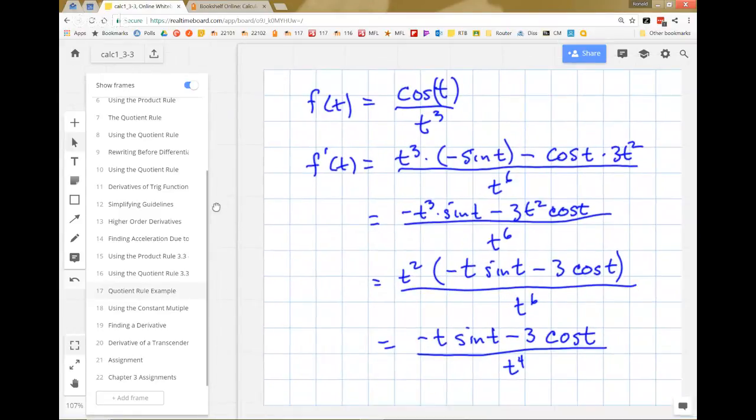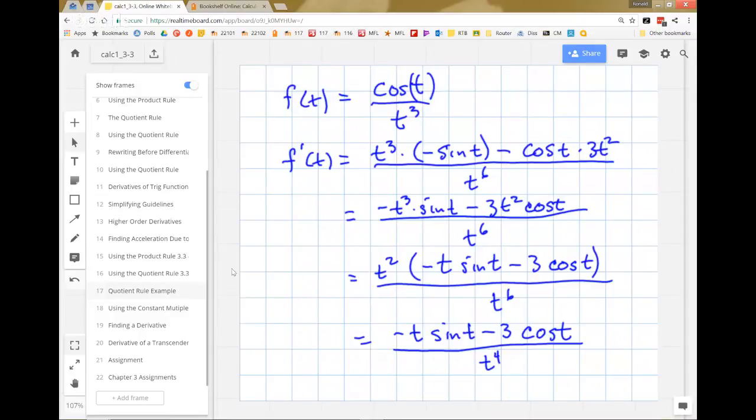So here's another example where we have to use the quotient rule. The cosine of t over t cubed. All right. Quotient rule says take the denominator times the derivative of the numerator, minus the numerator times the derivative of the denominator, over the denominator squared. T cubed squared is t to the 6th. So I just multiplied things.